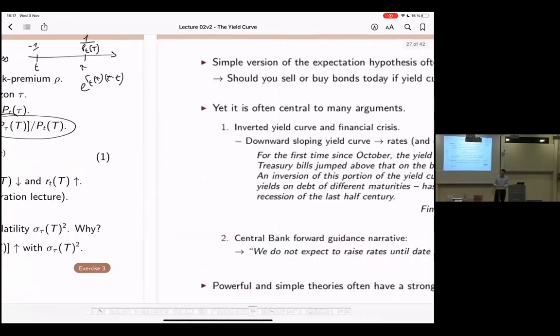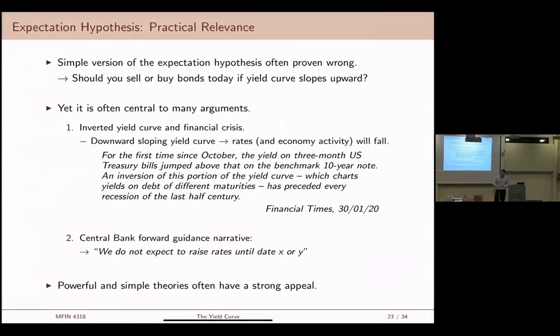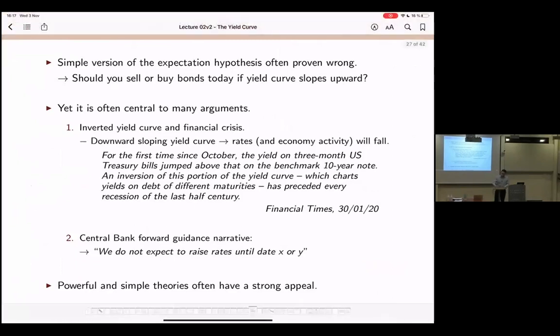All right. So some bottom line on this: there were 2 versions of the expectation hypothesis. What we said is that the simple version is proven wrong in the data, right? So this doesn't work in the data, right?